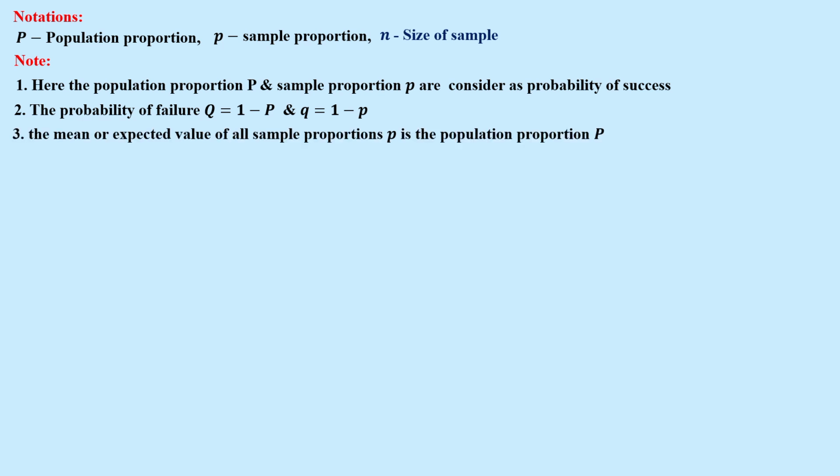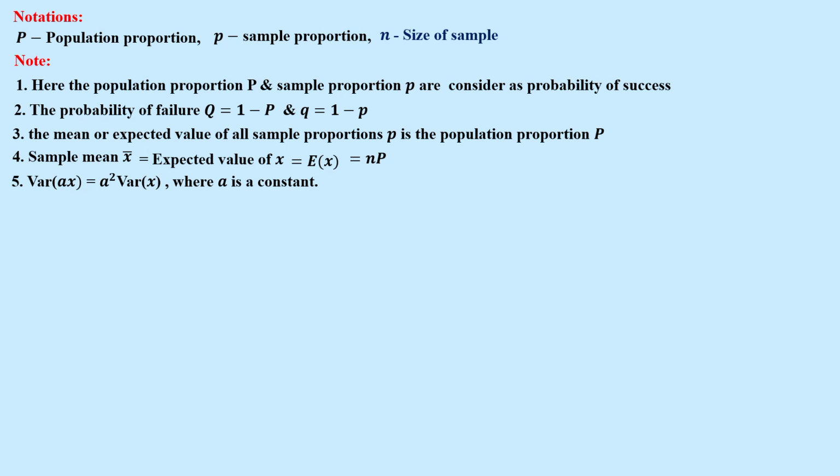The mean or expected value of all sample proportions p is the population proportion, capital P. Expected values: the sample mean x bar is equal to the expected value of x bar, the expected value of x. The expected value of x, we know, is np, binomial. The variance of ax is equal to a squared times the variance of x, where a is a constant. The variance of x is equal to npq, using binomial.